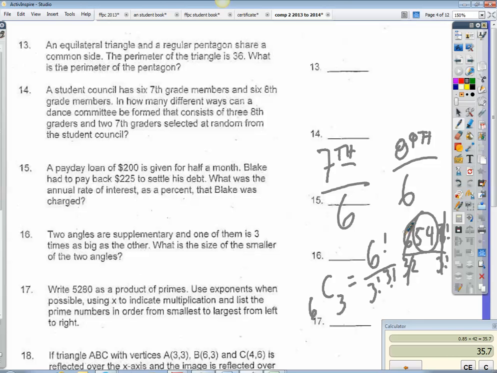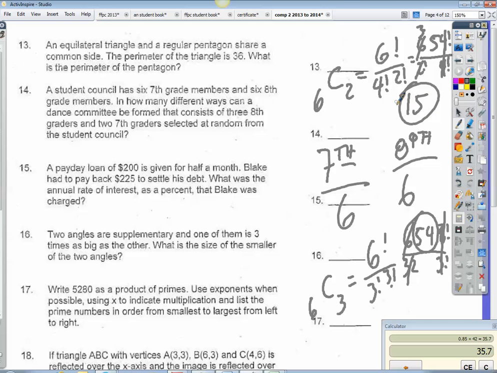And then for the 7th graders, you have another combination, 6 choose 2, so we have 6 factorial over 4 factorial, 2 factorial, which is equal to 6 times 5 times 4 factorial, over 4 factorial times 2. This cancels out. 6 over 2 is 3, 3 times 5 is 15, so I have 15 combinations of 7th graders. I have 20, where's my 20? 20 different ways we can have 8th graders, so you add that together. 15 plus 20 is 35, and that's the correct answer.